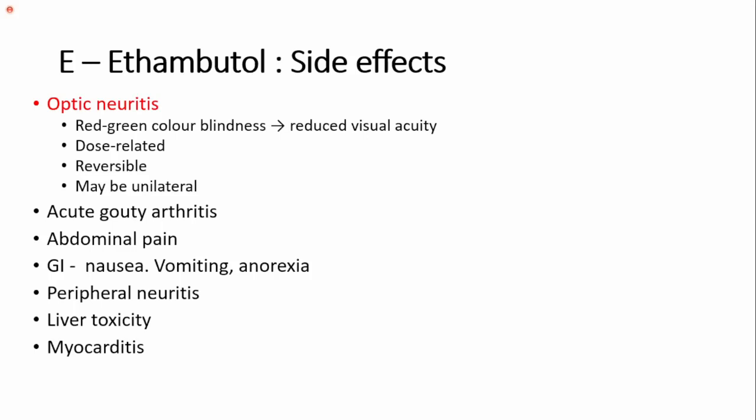Other than optic neuritis, it can also cause gouty arthritis, abdominal pain, and gastrointestinal side effects like nausea and vomiting. It can cause peripheral neuritis, liver toxicity, as well as myocarditis. But the one to remember will be optic neuritis.